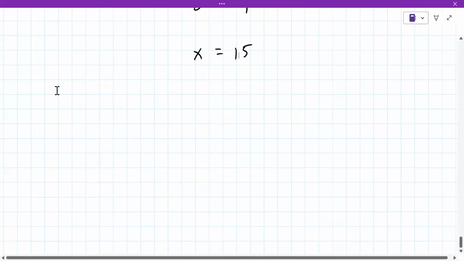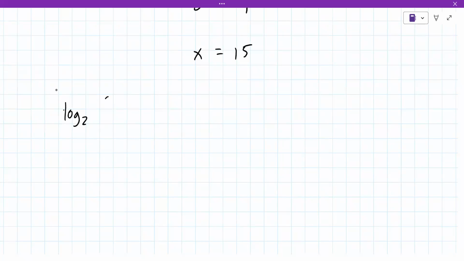What's next? I was going to give you one to try here. Let's go log base 2 of x minus log base 2 of 5 equals, let's go 3. So this is just like the last problem. I'm happy to scroll up and show you what we did there, but it's the same exact steps. You're going to combine the two logs into a quotient, undo the log, and solve.